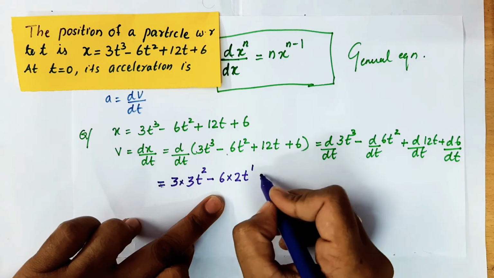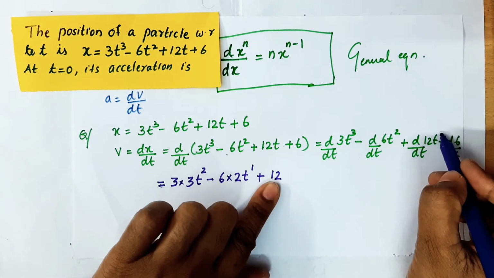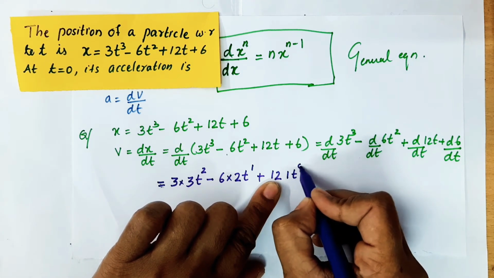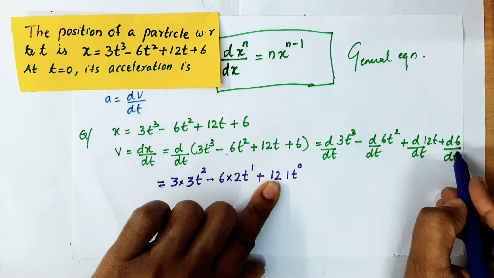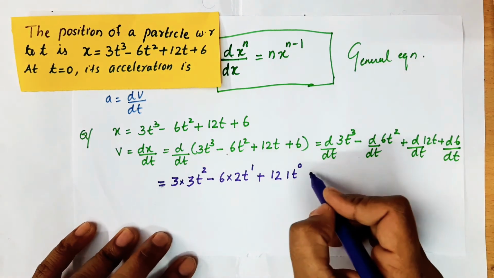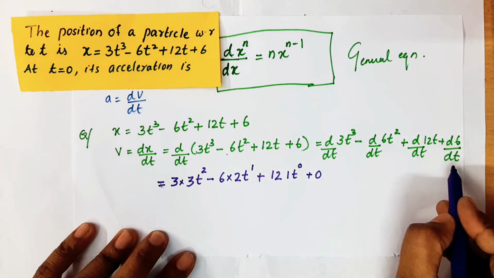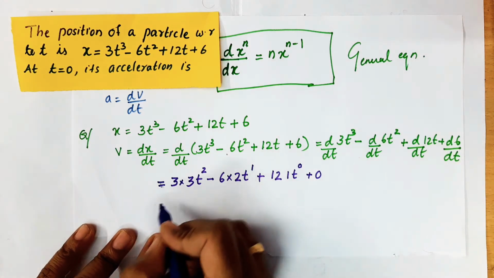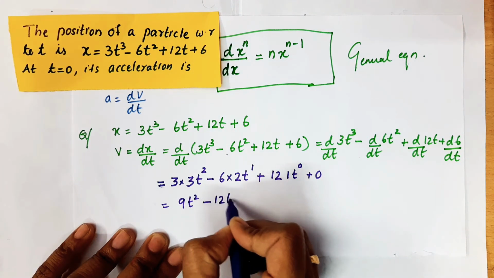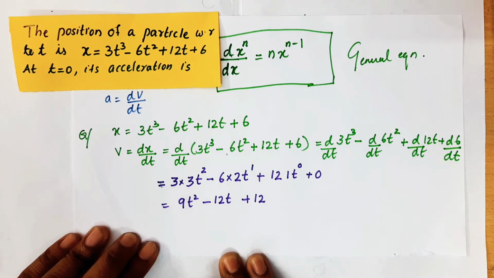That is t power 1. Plus 12t, so take 12 outside. What is the power here? 12t means the power is 1, so we write 1t power 1 minus 1, which is t power 0. What is d by dt of 6? 6 is a constant. It won't change with time, so it will be 0. Because the variation of 6 with respect to t is zero. So we can write 9t square minus 12t plus 12. This is your velocity. Understood?